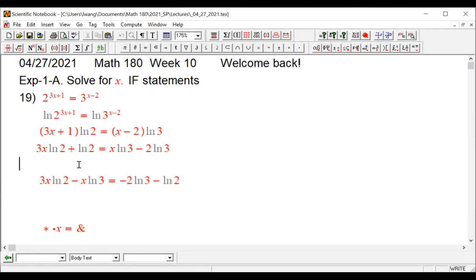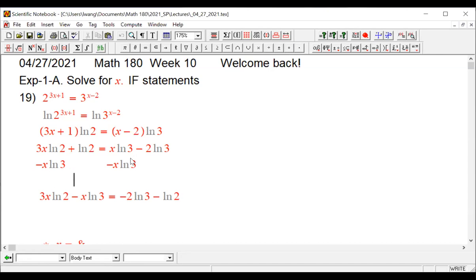So what have we done? We subtracted that term on both sides. Okay, and we also subtracted ln2 on both sides. Do you follow me?